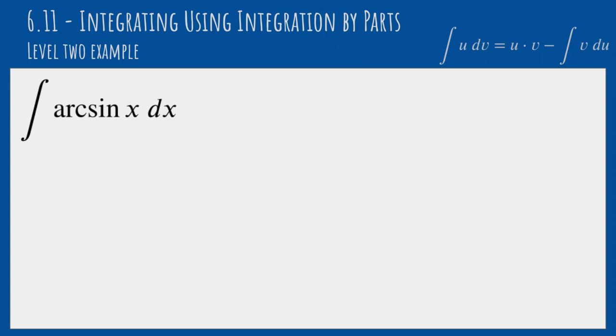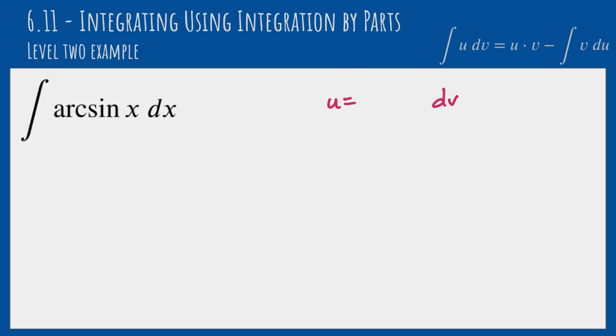And this expression right here is definitely not a product, except that it is a product because it's arc sine of x times dx. So if we're thinking about how we would use integration by parts here, remember we want to choose a u so that when we take the derivative, it doesn't get more complicated. And we want to choose a dv so that when we take the antiderivative, it doesn't get more complicated.